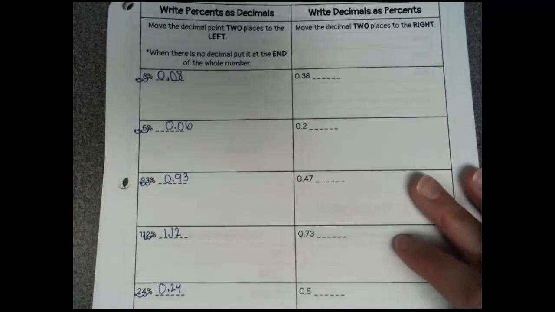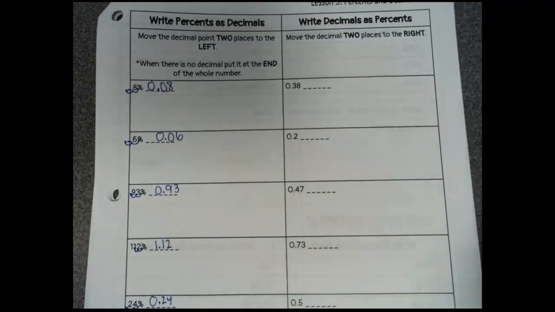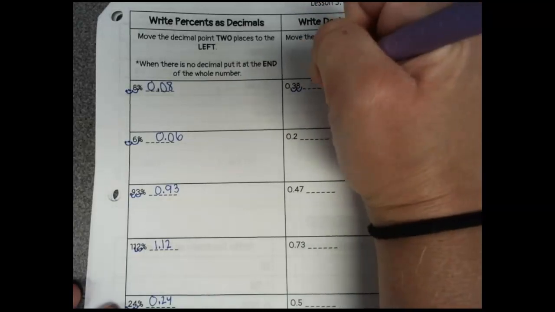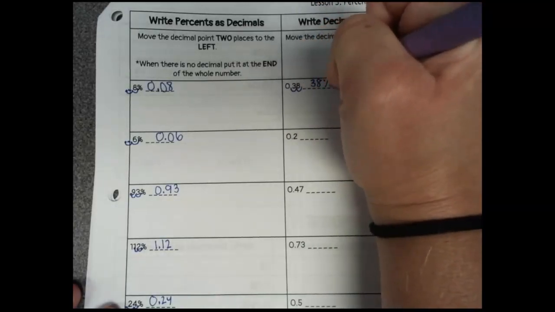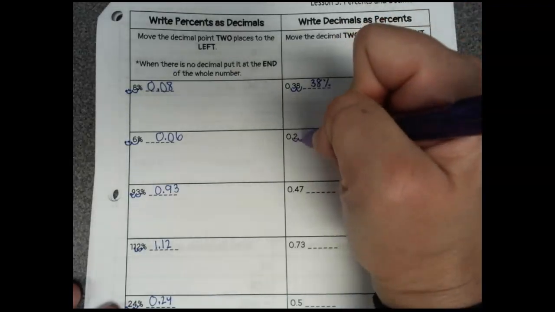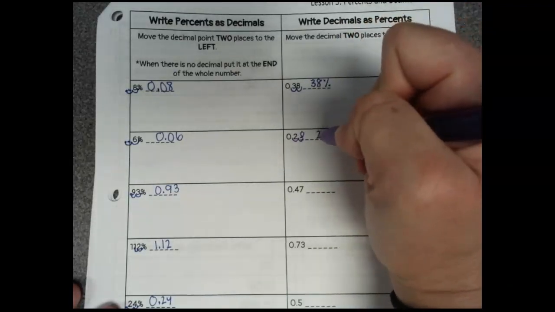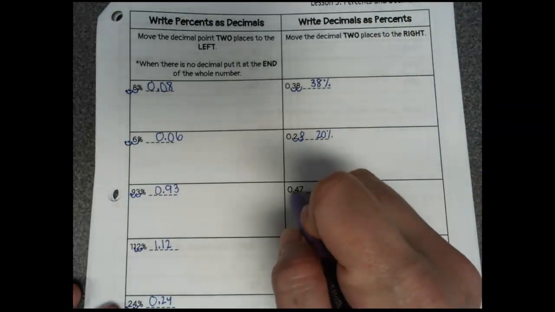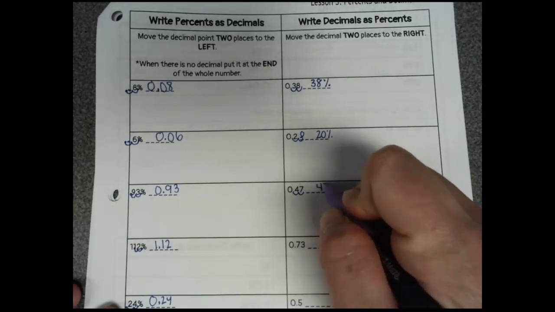Now let's do the opposite. This time, instead of moving it to the left, we're going to move it to the right. When we move it to the right 2 times, that represents multiplying by 100%. Percents are out of 100, that is why. So we go 1, 2, and that blank will put a 0, so this is 20%. If you don't put the percent sign, I will count it wrong. We go 1, 2, 47%.